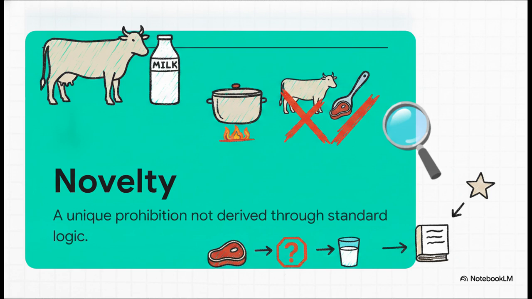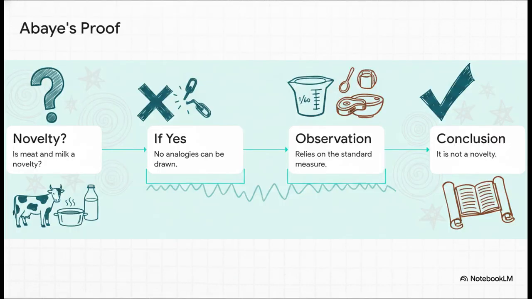And the absolutely strict rule of legal logic here is this: you cannot draw universal analogies from a novelty. Why? Because a novelty is, by definition, an exception to the rules. But Abaya actually uses this hurdle to build an incredibly elegant logical proof, which is laid out right here in 4 steps. Step 1, he asks the fundamental question: is the prohibition of meat and milk really a novelty?